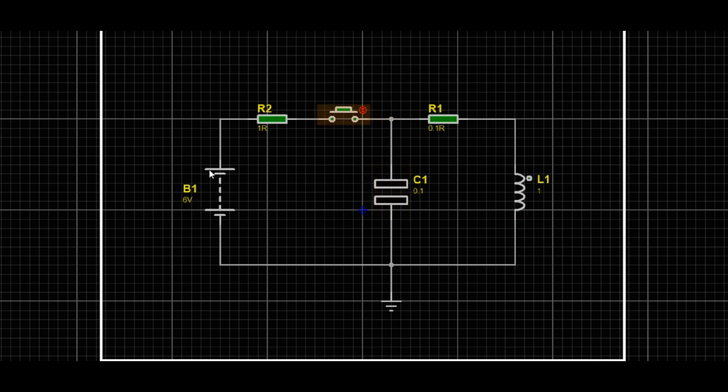Hello friends. Today, let's understand natural oscillation and how it works in electrical circuits. To demonstrate this, we need the following components. A 6V battery, a resistor, a push button, a capacitor, an inductor.